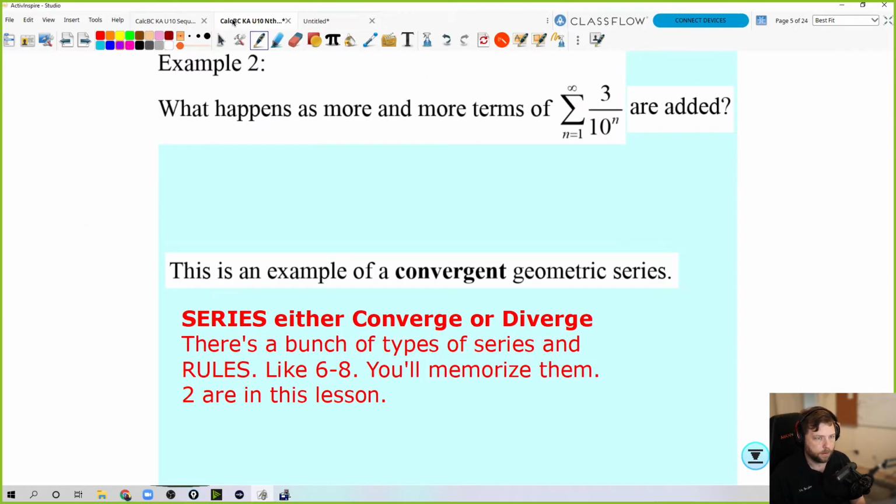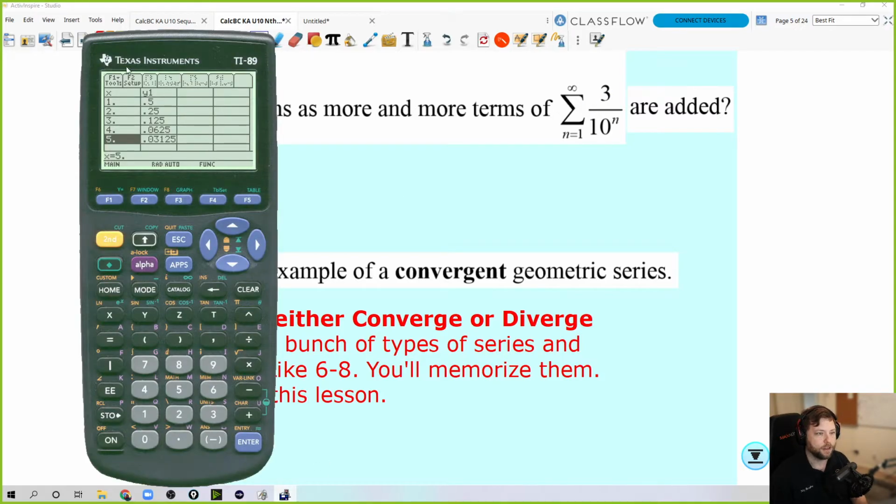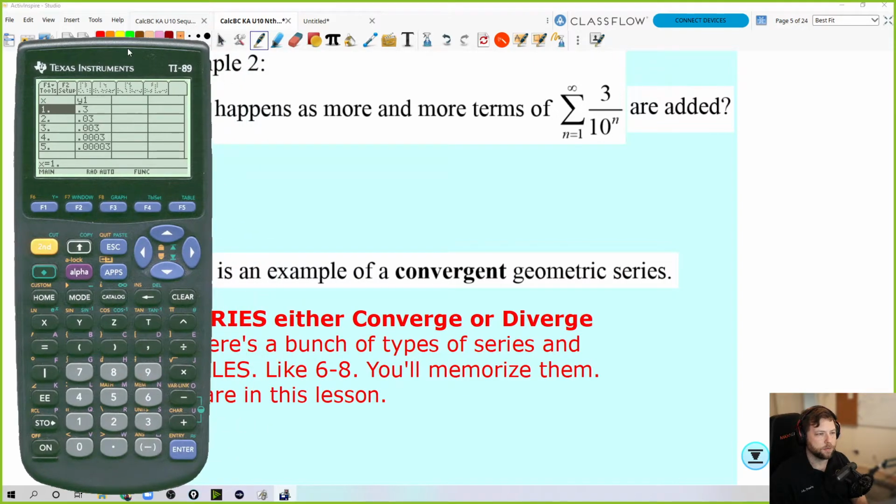Now, let's go back to this lesson. What if I did this one? 3 over 10 to the n power. What happens when more terms are added for this? So notice it's only 10 to the nth power. If I did this one, I'm going to pull it up on a graphing calculator right here too. What if I made my formula 3 divided by 10 to the x power? Only 10 being powered. So I'm going to go to this table and watch what would happen. These are the numbers I'm going to be adding right here.